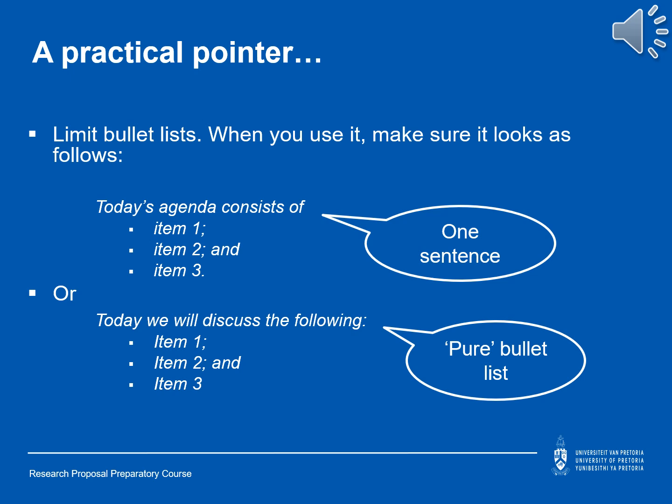When you want to list items, you can use bulleted lists. However, do not use too many of them. There are two types of lists. In the first example, the list follows a sentence. In such a case, you have to make sure each bullet point ties in with the original sentence. For example, today's agenda consists of item 1, today's agenda consists of item 2, and so forth.